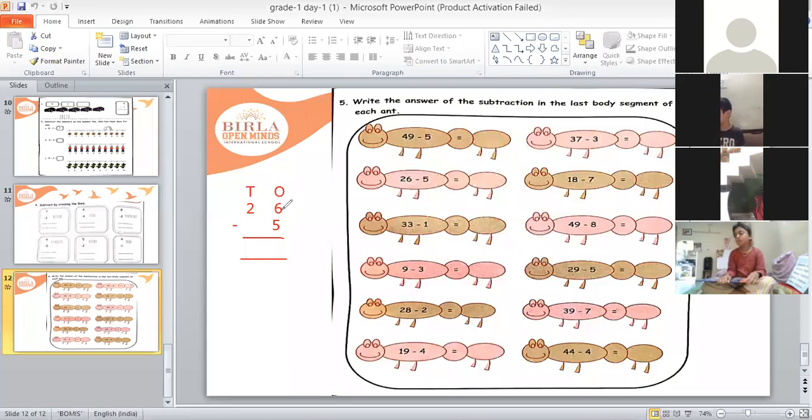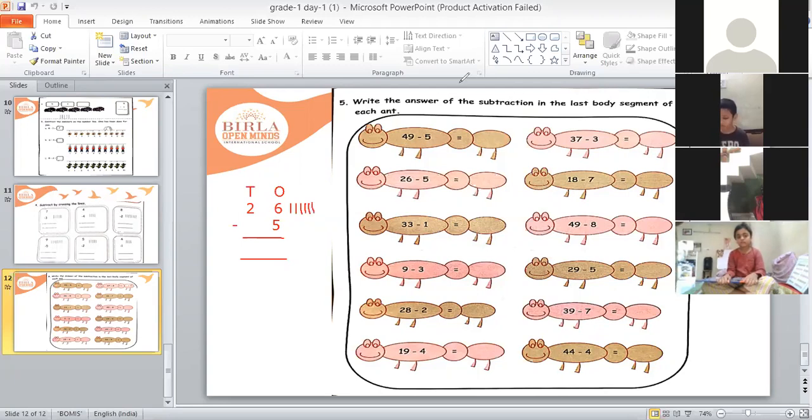So your first number is 6 in ones place. So we will draw here 6 lines. 1, 2, 3, 4, 5 and 6. We'll draw here 6 lines.